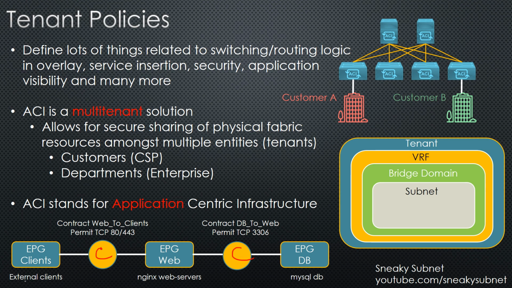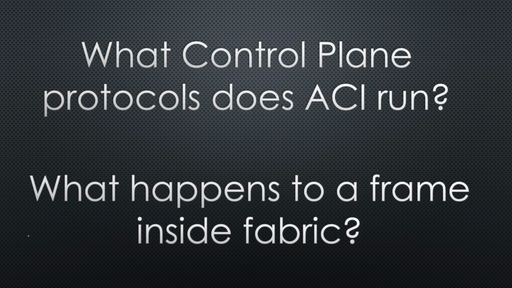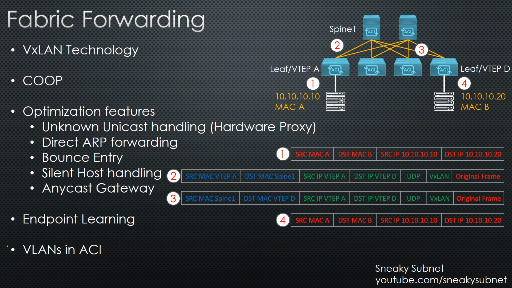Now let's move forward. This slide should help you answer questions like what control plane does ACI leverage, or what exactly happens to my frame during its trip through the ACI fabric. ACI uses a range of control plane and data plane protocols like ISIS, VXLAN, COOP, multi-protocol BGP, and others. Also, it implements optimization features like using hardware proxy for unknown unicast, direct ARP forwarding, bounce entries to support endpoint migration, silent host handling, distributed anycast default gateway, to name just a few.